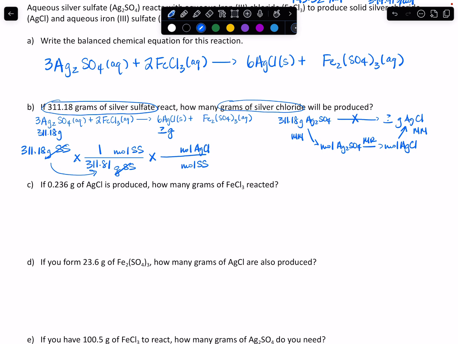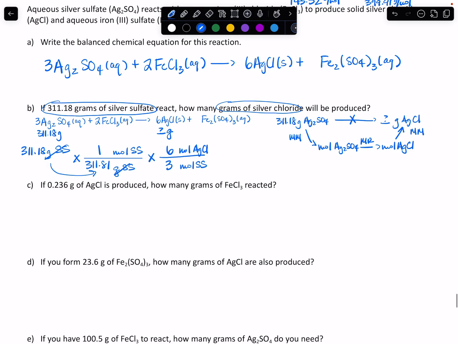So I'm going to need to go check my balanced reaction, and it tells me that for every 3 moles of silver sulfate, I'm going to produce 6 moles of silver chloride. All right, so that's going to let me cancel the moles of silver sulfate, but I'm still not done. Because again, it doesn't ask for moles of silver chloride, it wants grams.